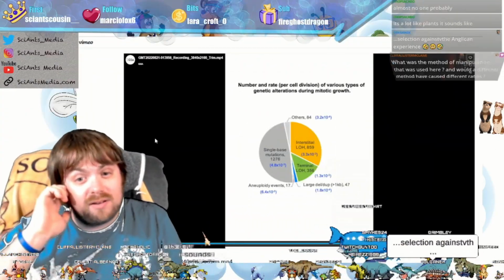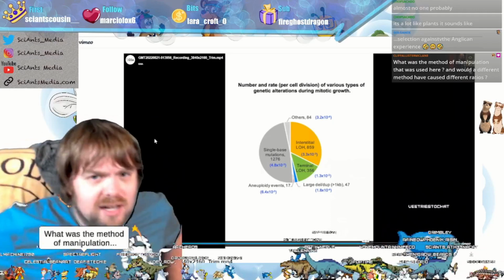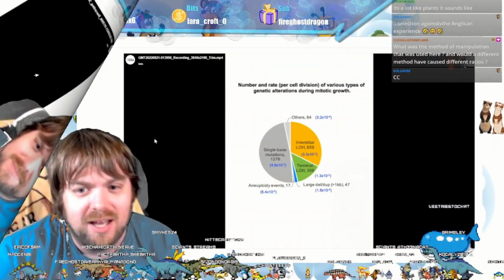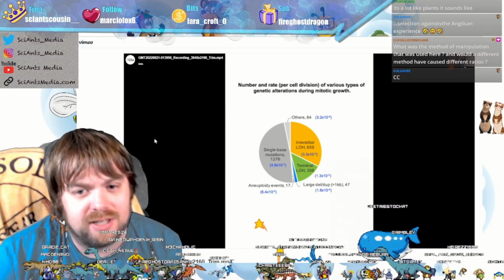Yeah, so CHOP, it's a fungus, right? Because yeast is just a fungus. So while they are different from plants, they have a little bit more in common. What was the method of manipulation used here, and what different method would have caused different ratios?